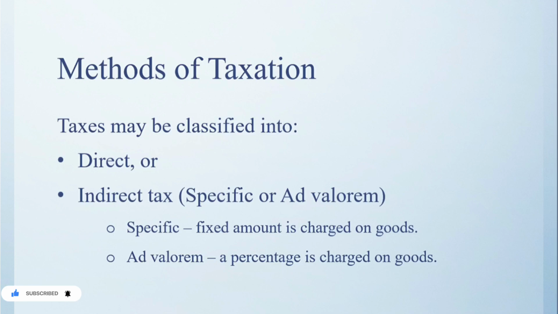So if the cost of the good is higher, then the amount, when the percentage is calculated, it would be more. While with the specific, then it is a fixed amount that is charged, whether the cost of the good is high or low, it's just a fixed amount. All right. Now direct taxation.